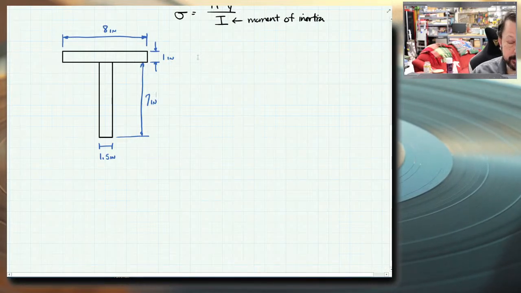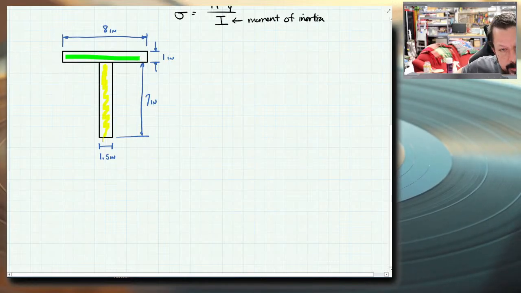Oh, I was talking about the flange, stem, and web. So just so I can go back over that. This is the flange, whether it's an I-beam or a T-beam. These top and bottom pieces are called flanges. In a T-beam, this is called the stem. And in an I-beam, one that has flanges on top and bottom, this is called the web, this yellow piece.